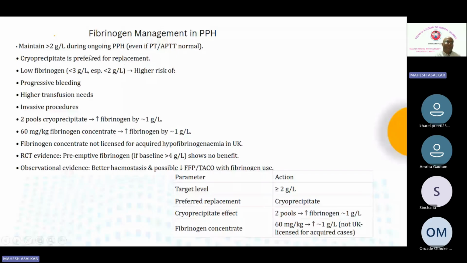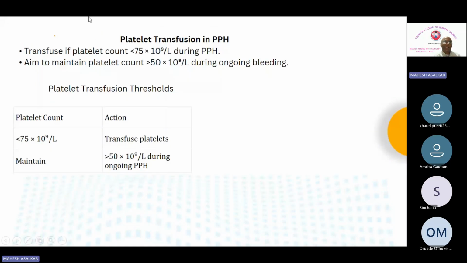Okay, when you have the serum fibrinogen value given less than 2 gram percent, you will give cryoprecipitate. Okay, then platelet transfusion. Transfuse when the platelets drop below 75,000 and your target will be to keep the platelet above 50,000. Okay, so this is the indication to start, and target to maintain always above 50,000.